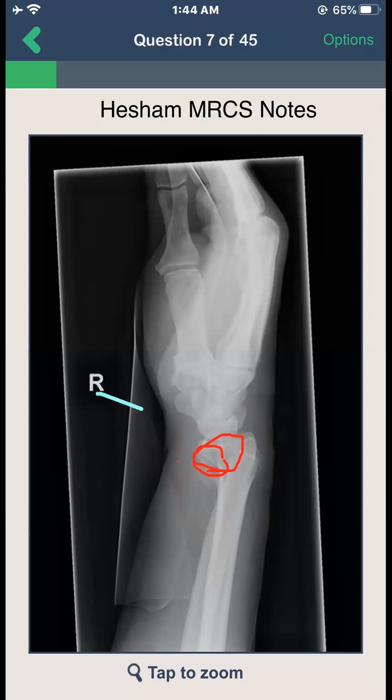Okay, excellent. As I said, Smith and Colles are extra-articular, and Barton is intra-articular, with volar and dorsal types. This is a volar Barton fracture. Okay, excellent. Another one.